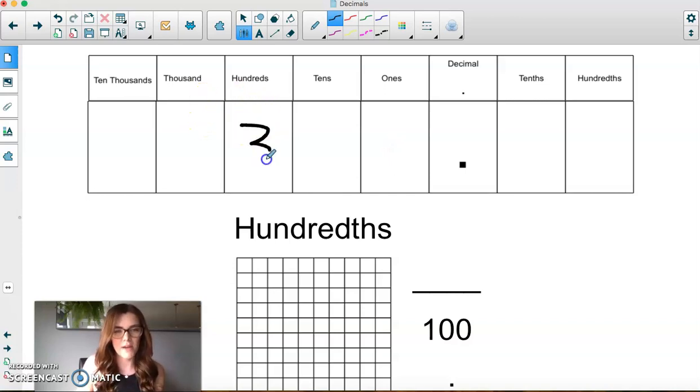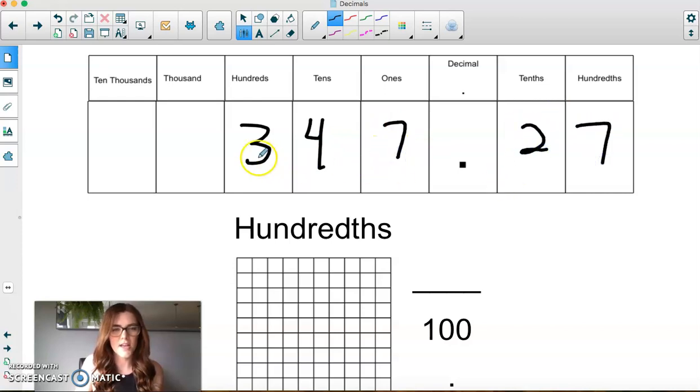So if we have the number 347 and 27 hundredths, we know the 3 represents 300, we know the 4 represents 40 or 4 tenths, the 7 represents 7 ones, and now we have 27 hundredths. So that is representing like this, 27 hundredths.